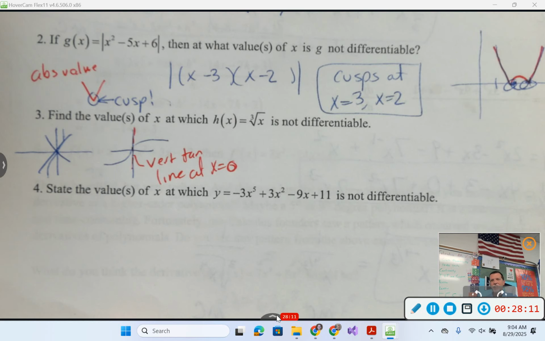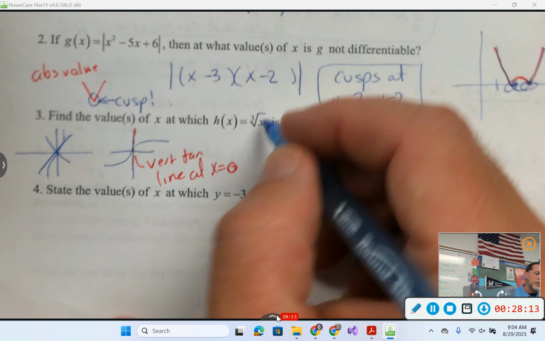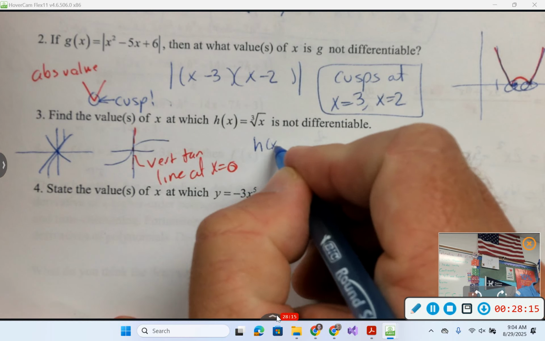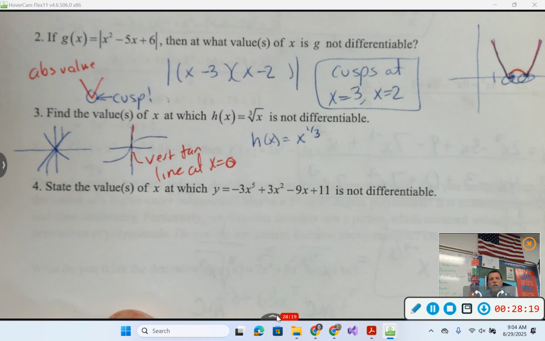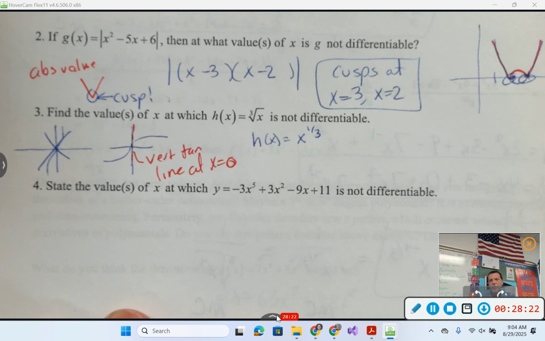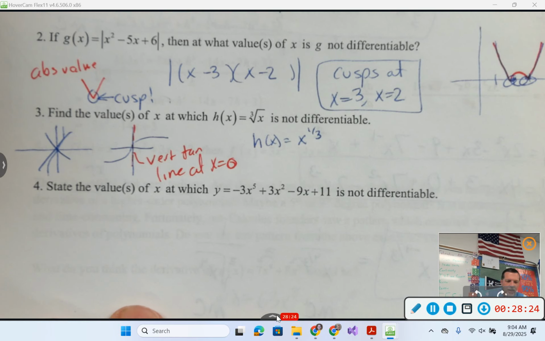But that requires knowledge of the graph. Let's pretend we didn't know what the graph looked like. Maybe that's not such a pretend thing. So that's x to the 1/3. Let's just assume it's differentiable. So let's take a derivative, see what we get. All right, if it works, then that means it's got a derivative.